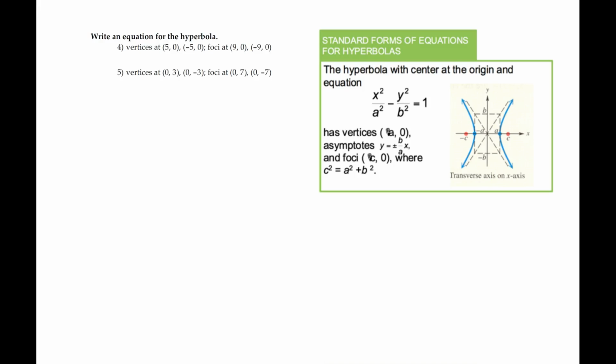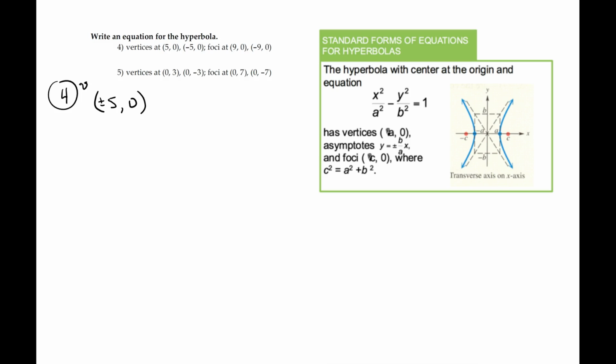Okay, now we're going to write equations for hyperbolas. So we're given two problems here. The first one we'll look at, number 4, says that it has vertices at 5, 0, and negative 5, 0. So I'm going to put 5, 0, and I'm going to put plus and minus, and these are the vertices.